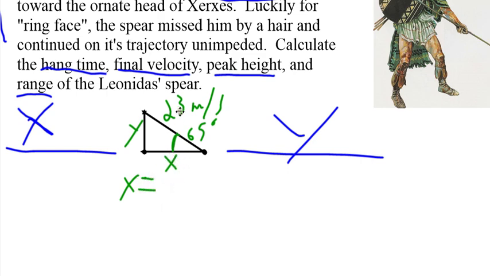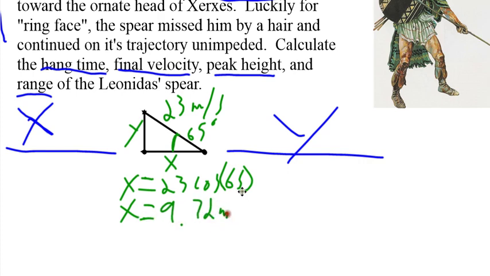Now for the x component, we know that that is going to be the adjacent, so we use cosine. That is going to be 23 cosine of 65, which gives us an x component of about 9.72 meters per second. You'll notice that right now I'm not using significant digits because when we do our final answer, that's when I will use my significant digits. So my velocity in the x is 9.72 meters per second.